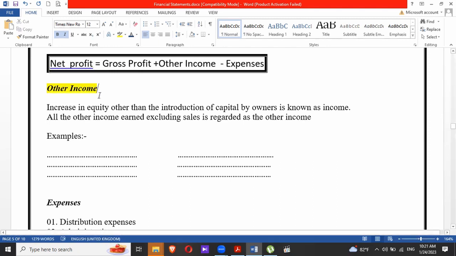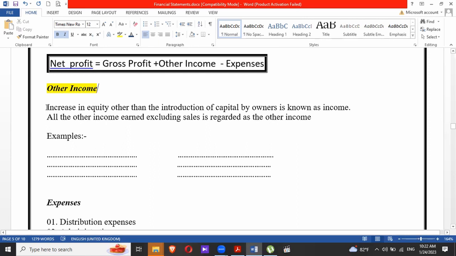Other income means, in a business, the main income is sales, right? Other than sales, all the other methods of income, we call it other income. Sales is the basic main source of income. So we'll see what they are.